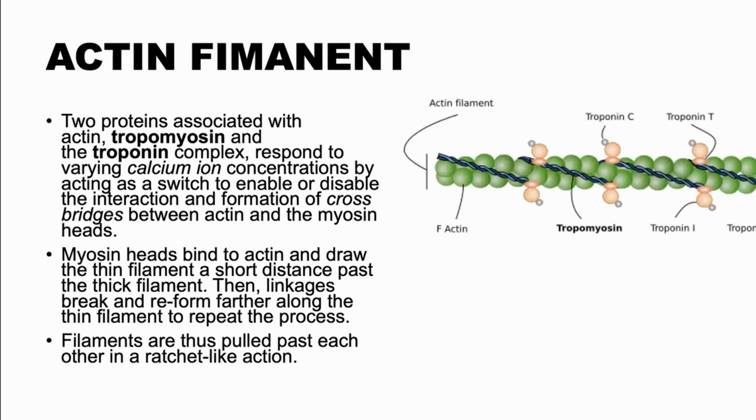So the troponin complex responds to calcium ion concentration. When the calcium ion is released from the sarcoplasmic reticulum, it binds to the troponin. When it binds to the troponin, it causes the removal of the tropomyosin so that the myosin can bind to it. So the myosin heads bind to actin and draw the thin filament a short distance past the thick filament. Then linkages break and reform farther along the thin filament to repeat the process. Filaments are thus pulled past each other.